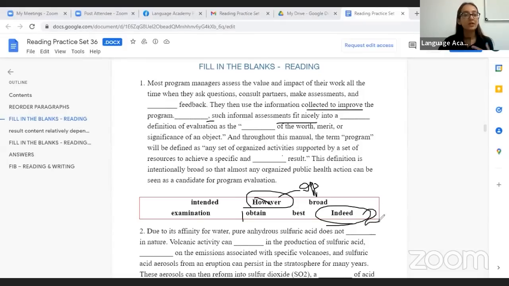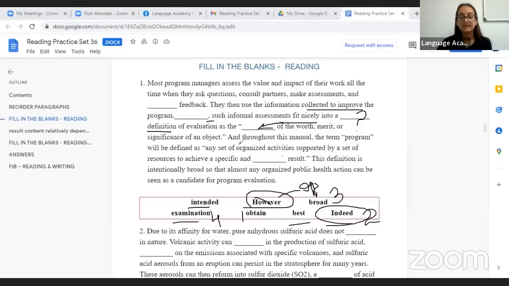Indeed is to continue saying the same thing and you want to emphasize that yes, the previously said thing is right. That is when you use indeed. Such informal assessments fit nicely into a definition of evaluation. So it is a complete sentence. Definition is a noun. So we need an adjective. What kind of definition it is? Any word that can describe a kind of definition. We can say broad definition of evaluation as the examination of the word. Whenever we have a blank before of, we put a noun in that case. If we look at the options, we have three options: intended, examination, and best. Out of this, only one is noun, which is examination.